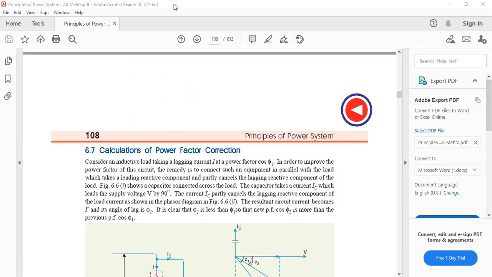We know very well what is meant by power factor now. Power factor is the cosine of the angle between the voltage and the current, that is one way of representing power factor. Another way is from the power triangle: power factor is defined as the ratio of the real power to the apparent power. The third way is from the impedance triangle, where it is defined as the ratio of resistance to impedance.